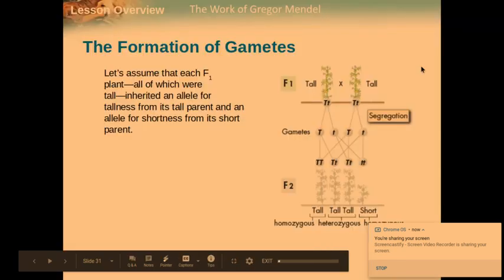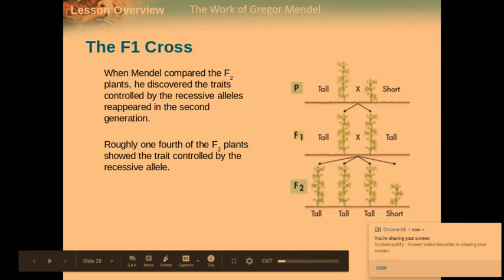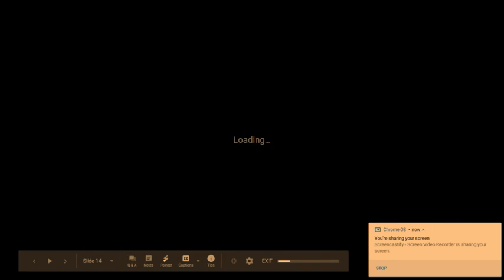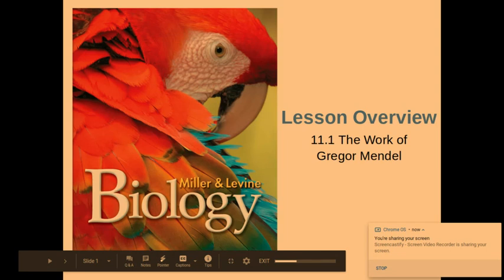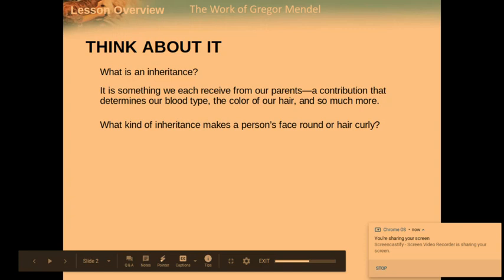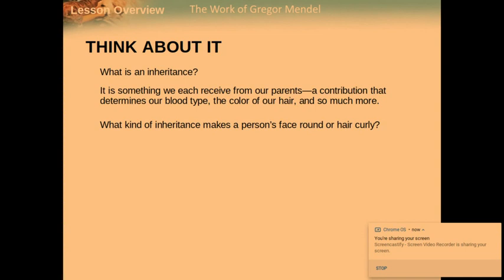Hey guys, we are going to start taking a look at chapter 11, which has to do with genetics. And as you see on the screen, the work of Gregor Mendel. So, what is inheritance? It is something that we receive from our parents, a contribution that determines our blood type, our hair color, and so many more things. So, what kind of inheritance makes a person's face round or their hair curly? These are all the different traits that we're going to talk about as we go through this.